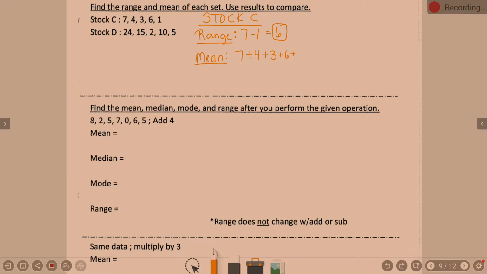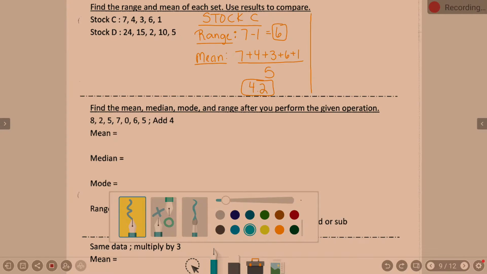I'm just trying to give you some tips along the way. I started to say divide by 21 because, what are there, 5 numbers? 7 plus 4 plus 3 plus 6 plus 1. You're telling me it's 21. We're going to divide it by 5 and get 4.2. Okay, that's stock C.